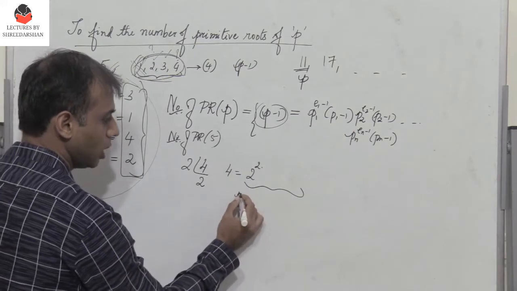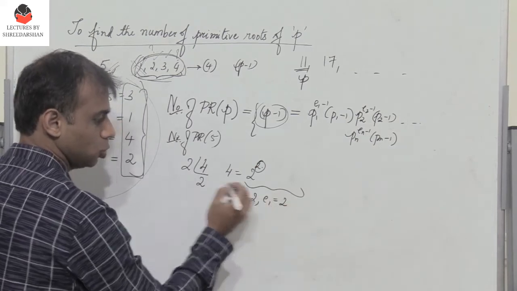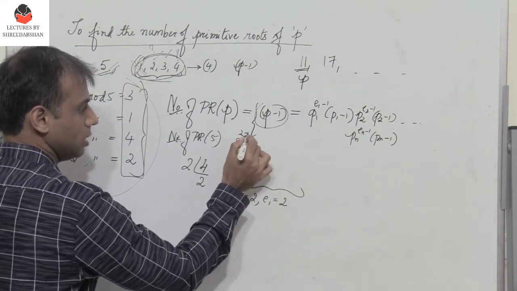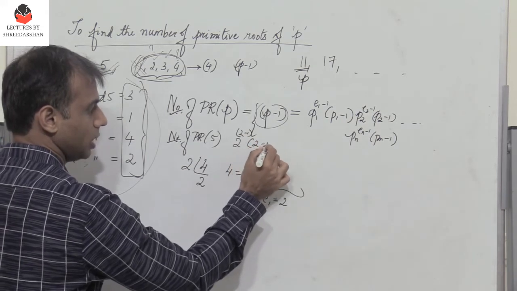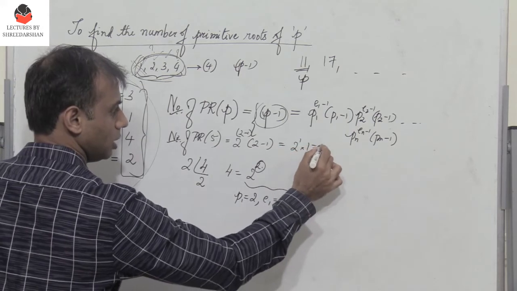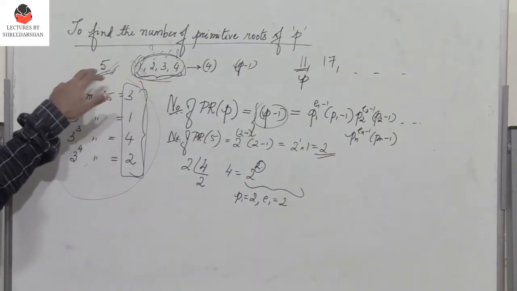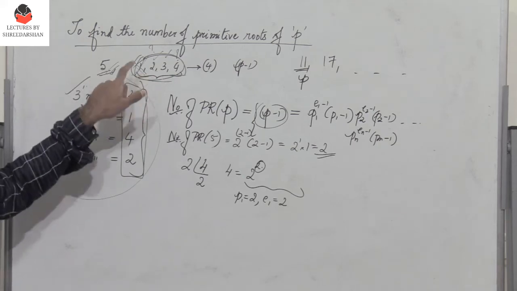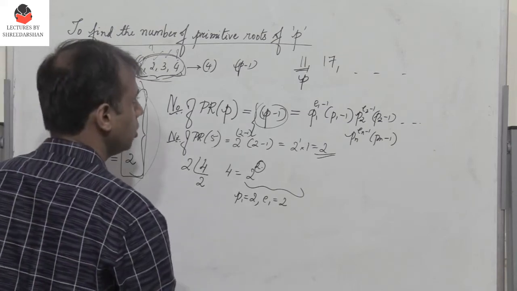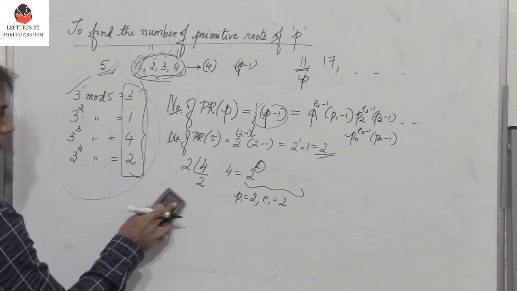So therefore the number of primitive roots of 5 is nothing but p minus 1 expressed in this way. So here p1 is 2 and the exponent e1 is 2. So I have 2 power 2 minus 1 into 2 minus 1, which gives me 2 power 1 into 1 equals 2. So there are two numbers which are primitive roots of 5. Those two numbers are actually 2 and 3. You can calculate.